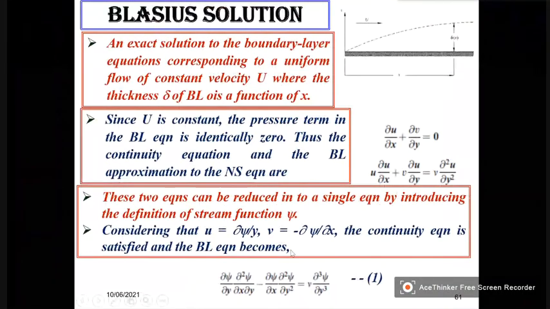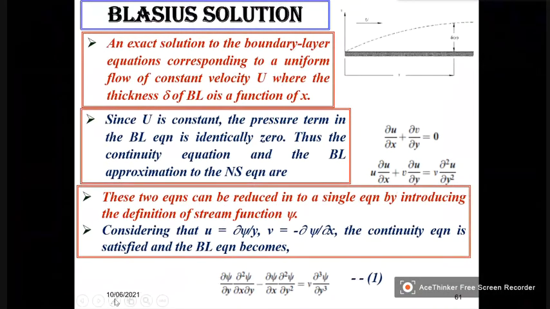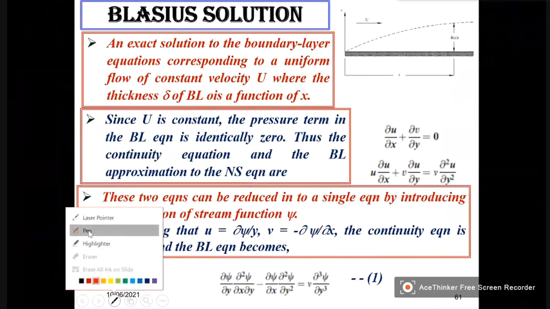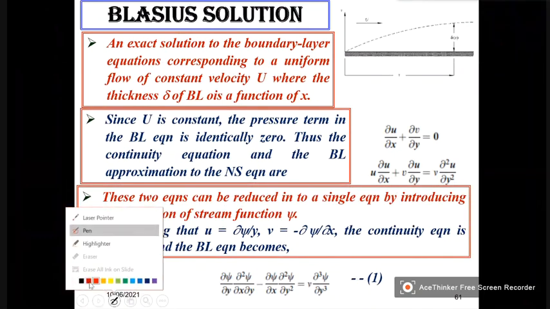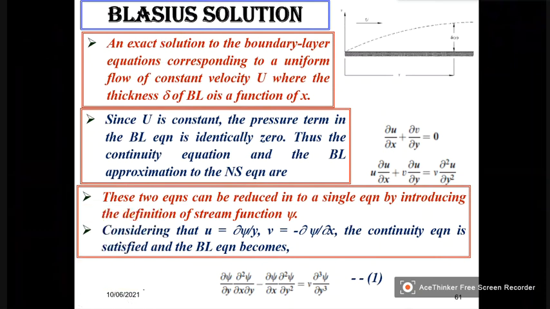Okay, clear? Did you get it? Yes, sir. Right. So this is dou square u by dou y square. So u is dou psi by dou y, so you will get dou cube psi by dou y cube. Right?